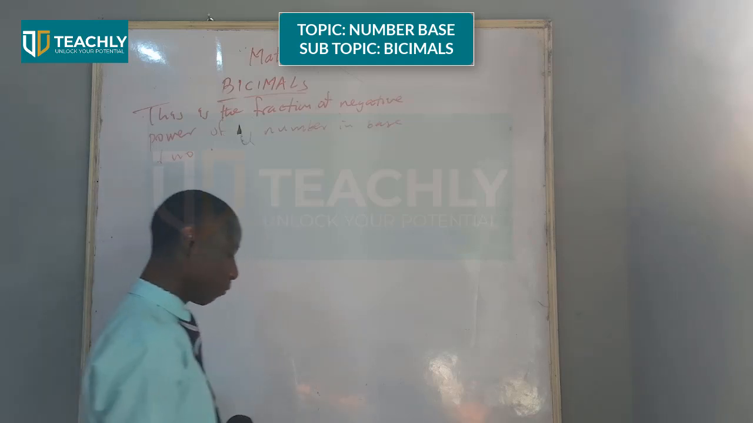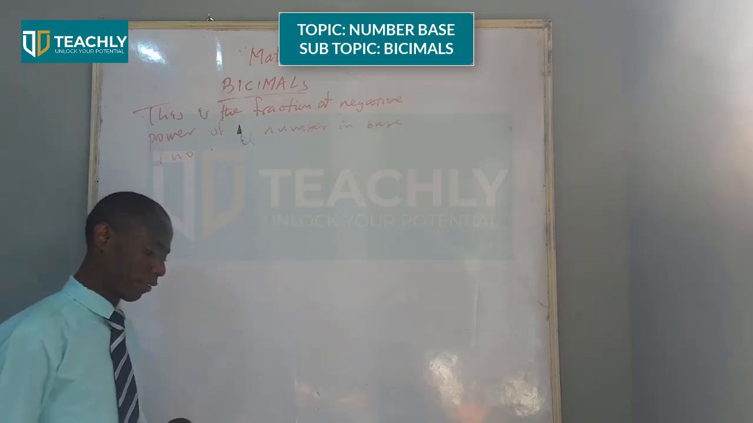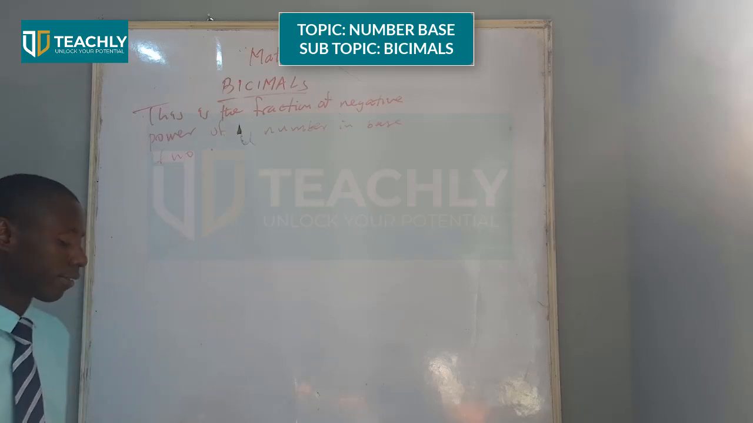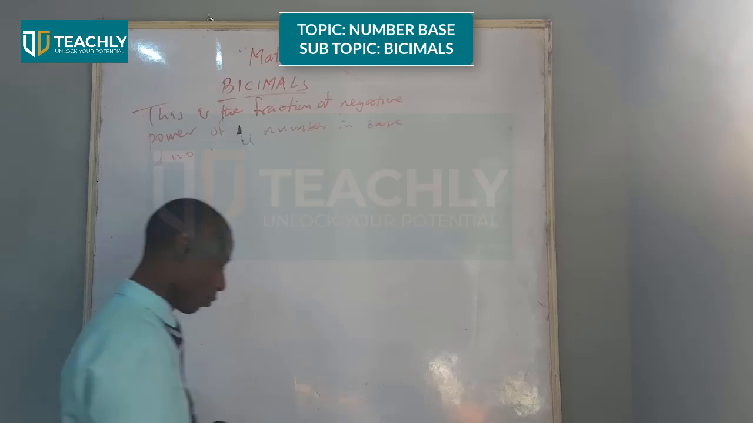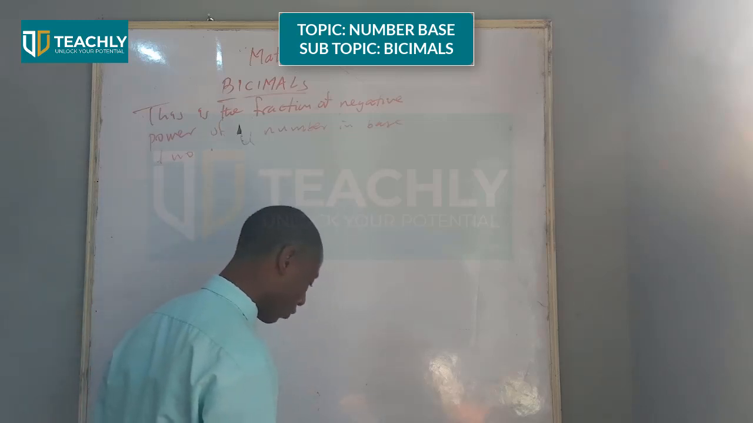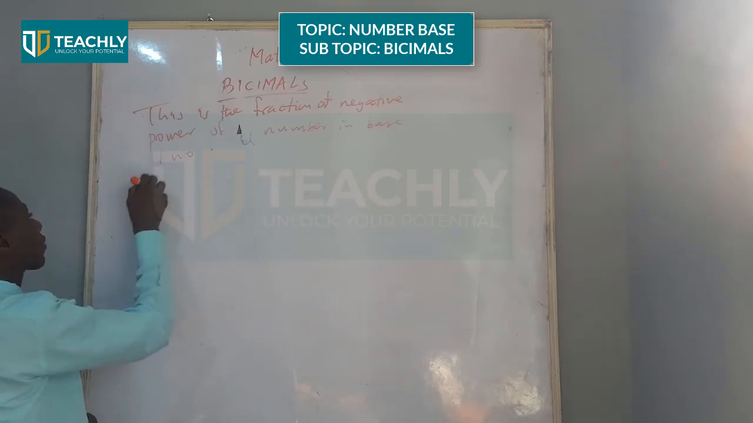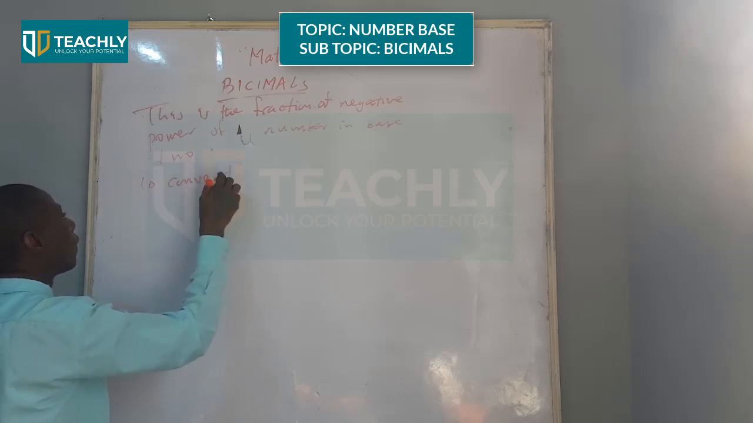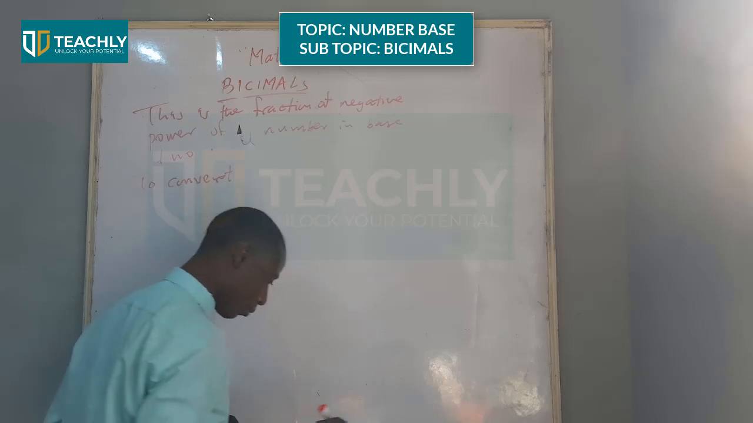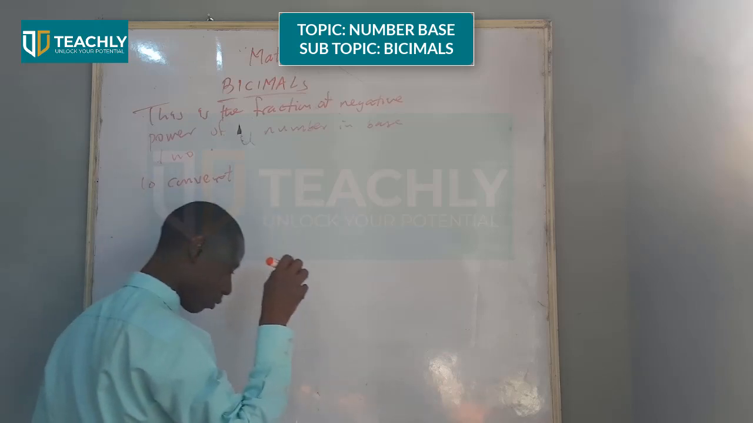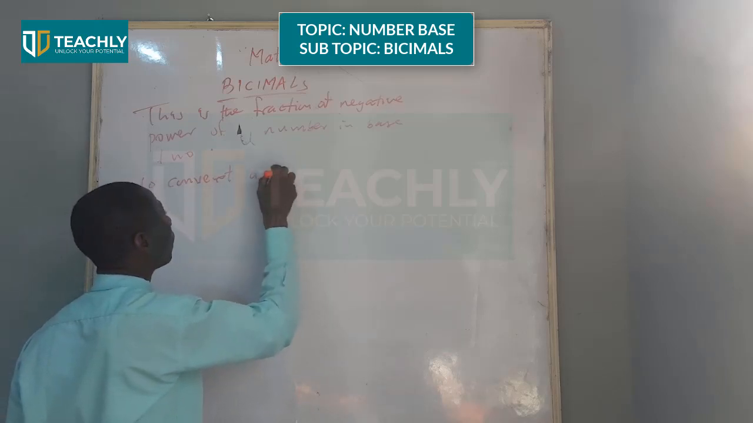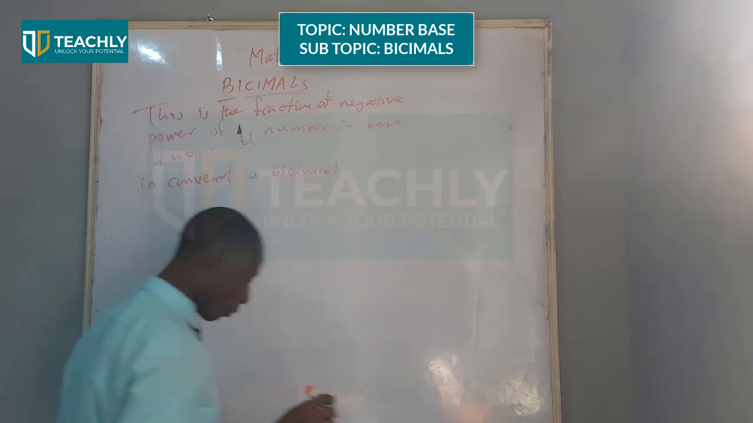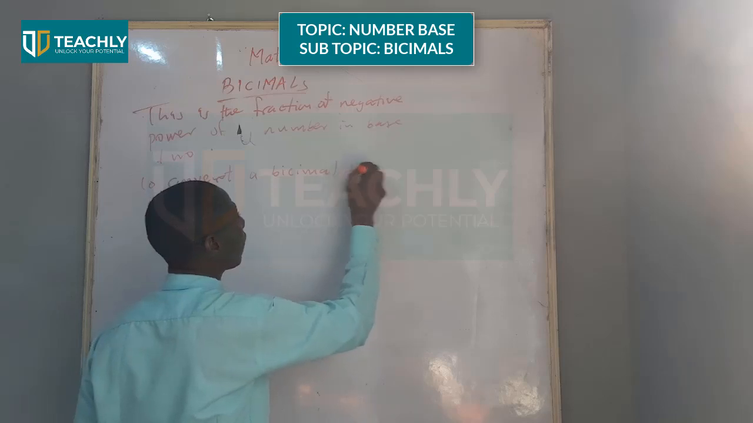And this Bizima, you can be asked to convert to decimal. Decimal means to convert to base 10, ordinary. So there is a way we can do that. So we can say, to convert a Bizima to a decimal.